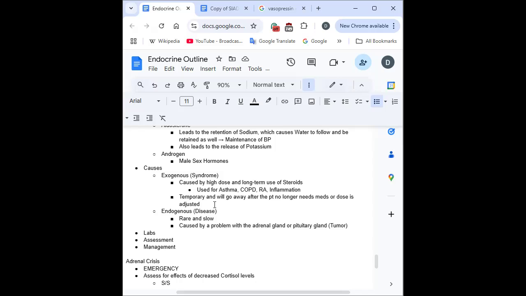They start having similar signs and symptoms as someone that has a congenital, born-with issue with their whole little pituitary, hypothalamus, adrenal gland pathway. Okay, that's just kind of that. Now we can talk about the labs.